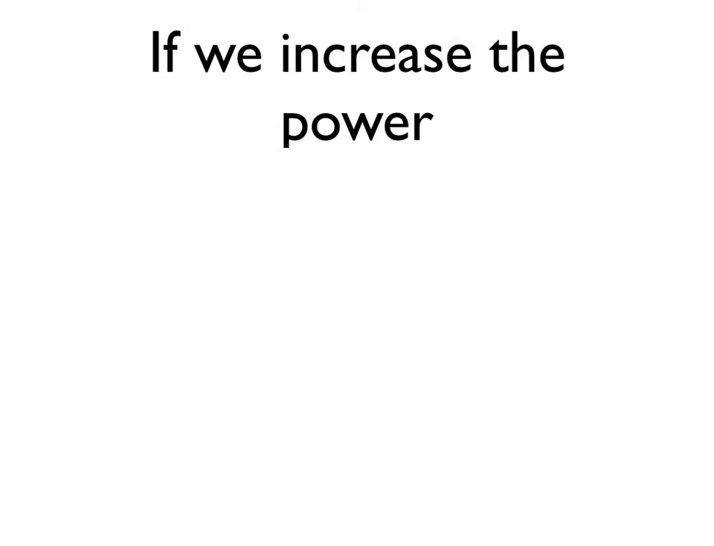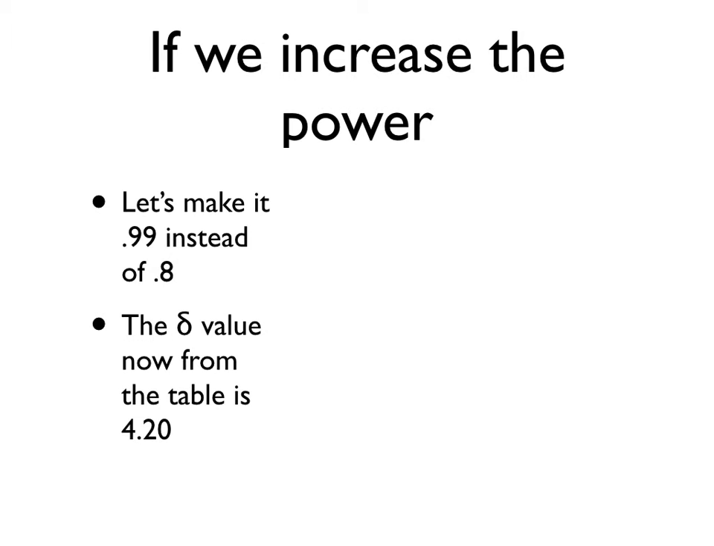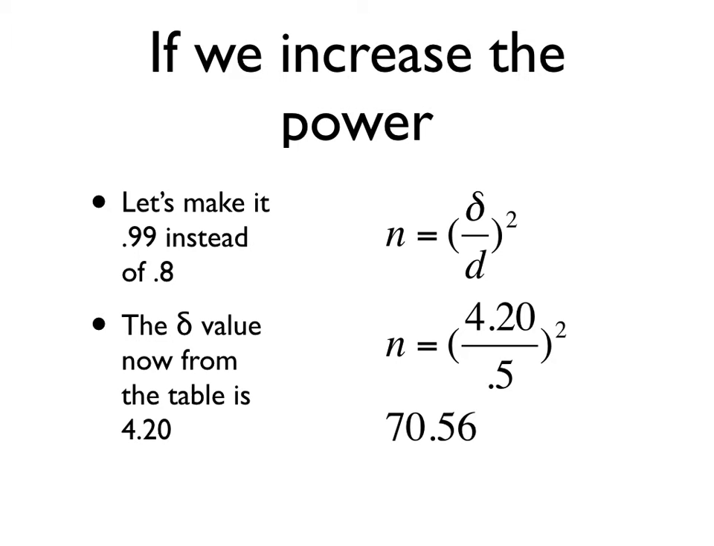Now, what if we increase the power? Let's maybe instead of putting in 0.8, 0.99, we really want to find it. So now all you do is you go to that table and you go 0.05 for alpha, then you look for the entry for 0.99 for delta. Suddenly, it's 4.20. So suddenly it takes us 71 people to get a power of 0.99 versus 0.8, so we increase the power about 25%. Yet we more than doubled the number of subjects. Doesn't seem to me like it was probably worth it.